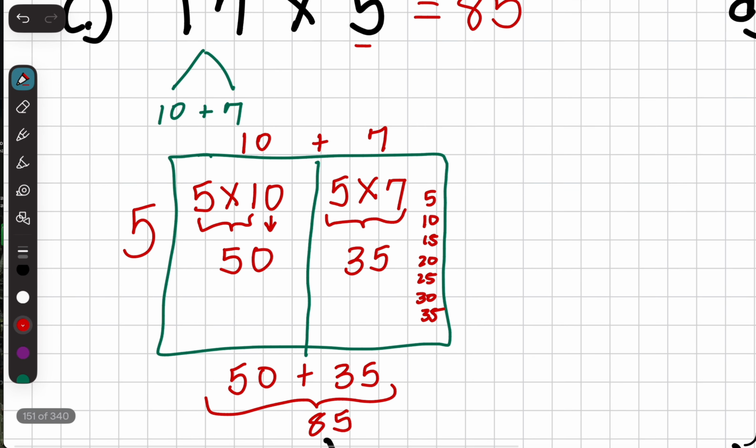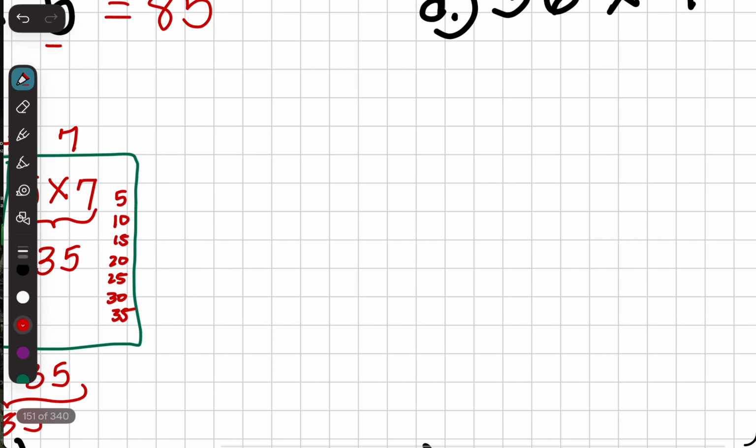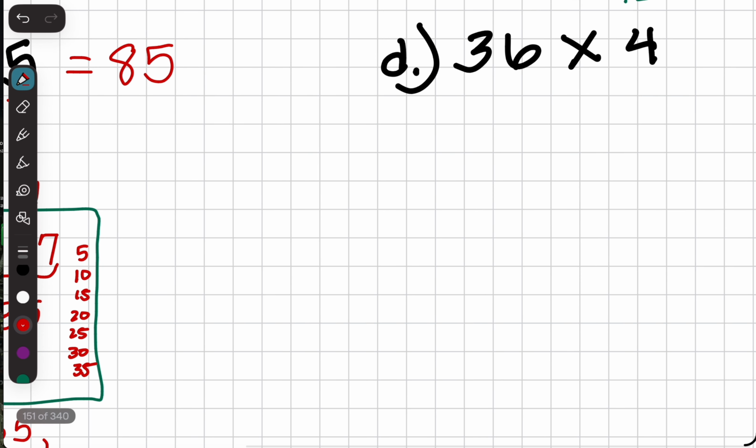Again, we call this the area model or partial products. We can do the same thing for this strategy here. We can go ahead and break this up now. Instead of using a box, I'm just going to use parentheses. So I'm going to break this up into expanded form, which is 30 and then 6. Now that I broke that up into 30 and 6, I'm essentially going to multiply both of those numbers by the 4.